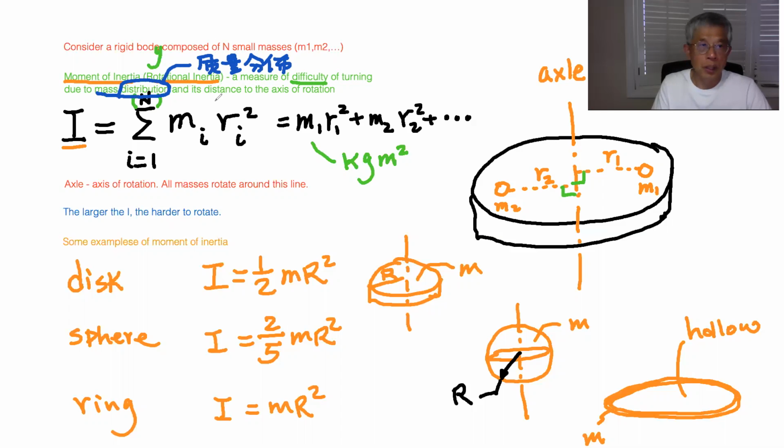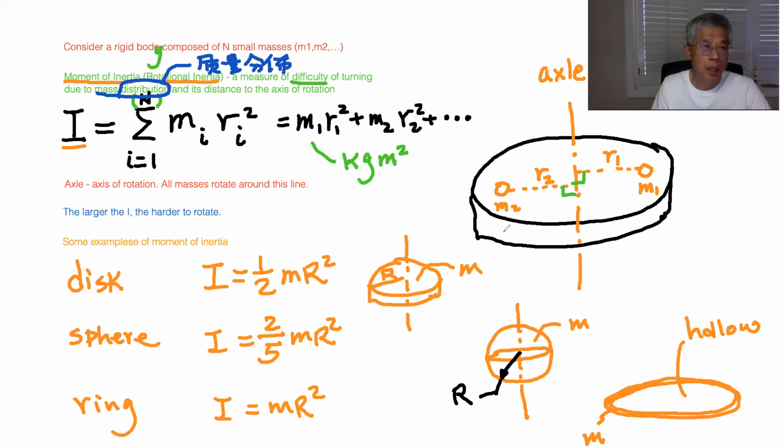And the distance, right? So where is your mass? Like this is everywhere here in the disk, but like here, the mass is only at the outer edge. So you distribute your mass further away from your axle. So it has to do with distribution and the distance to this axle, which is R1 and R2.